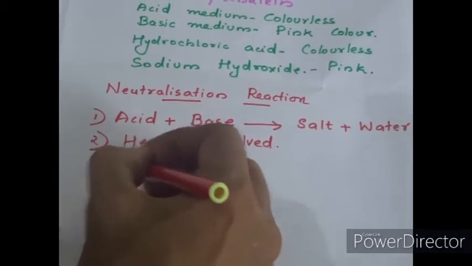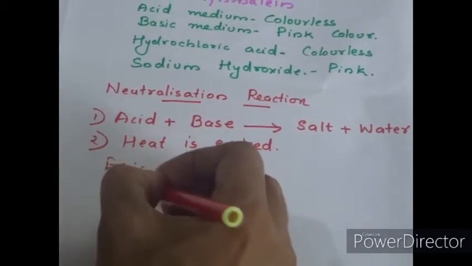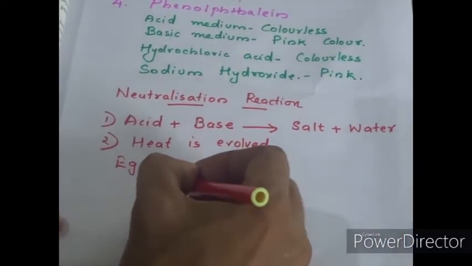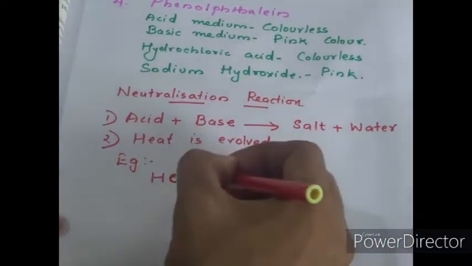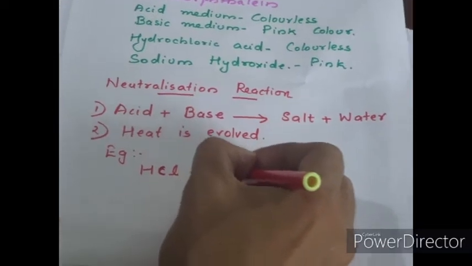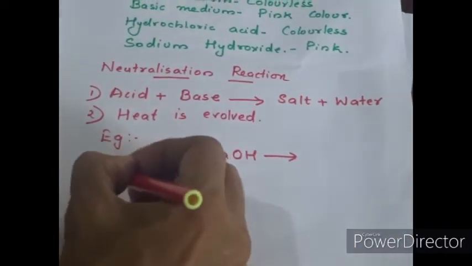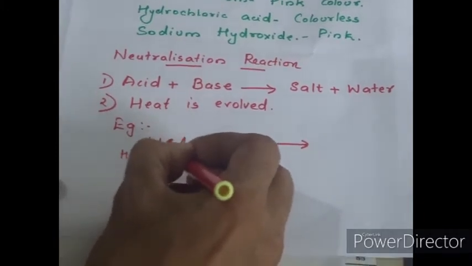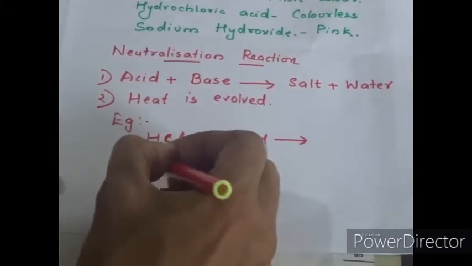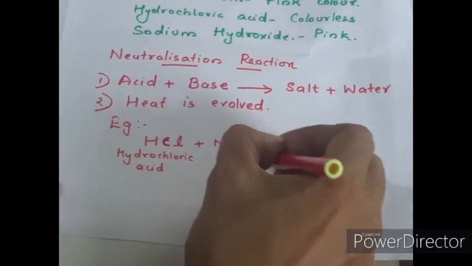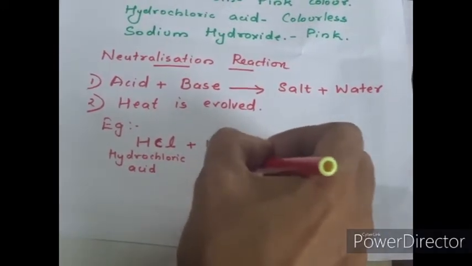Example, hydrochloric acid, we normally write it as HCl, and sodium hydroxide, we write it as NaOH. HCl is hydrochloric acid and NaOH is sodium hydroxide.